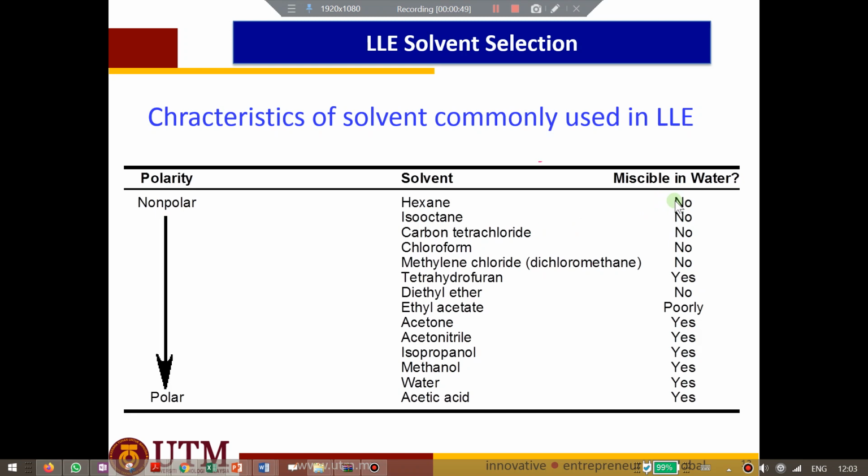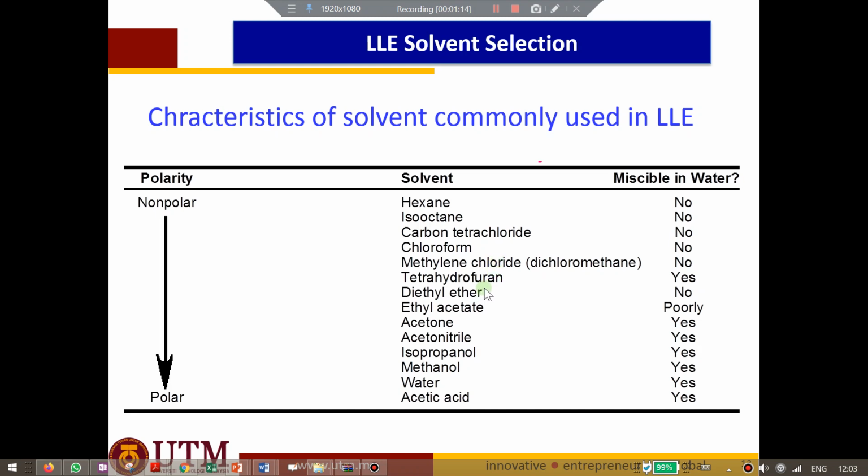Dia tak bercampur. So you will get two layers that do not mix. So you can extract. Kalau kata layer tu bercampur, macam mana you nak extract? So if let's say again your sample is in water, you can use isooctane, you can use CCl4, you can use chloroform, you can use methylene chloride, you can use ethyl ether.